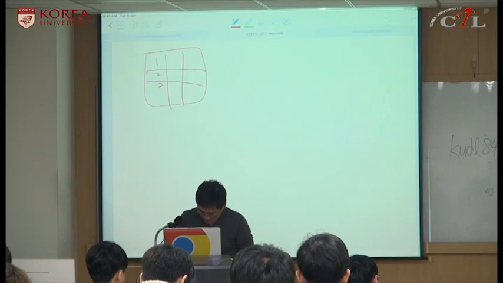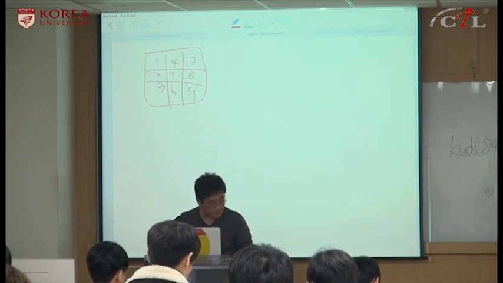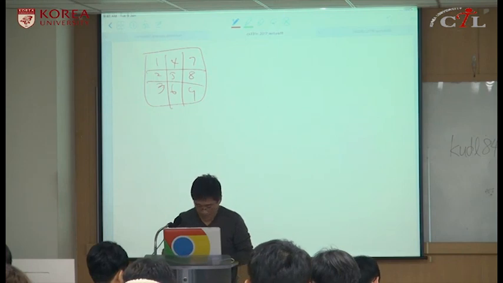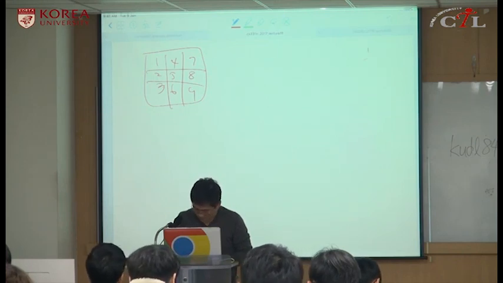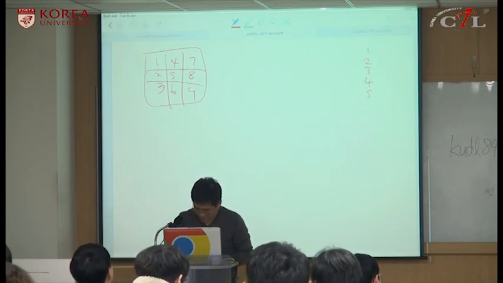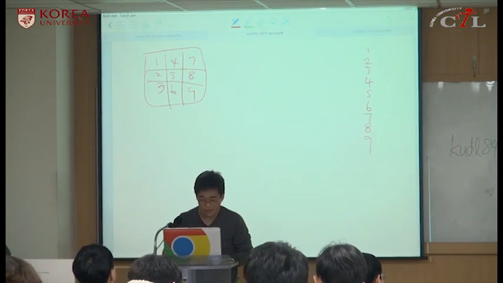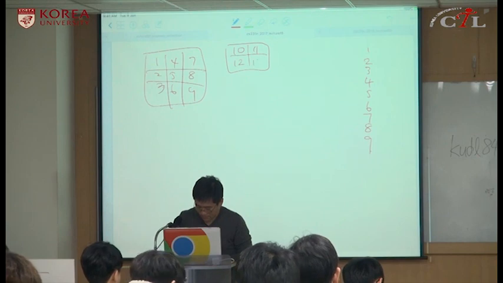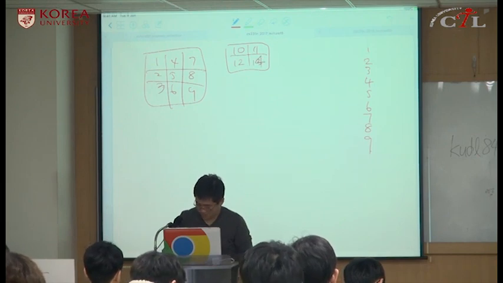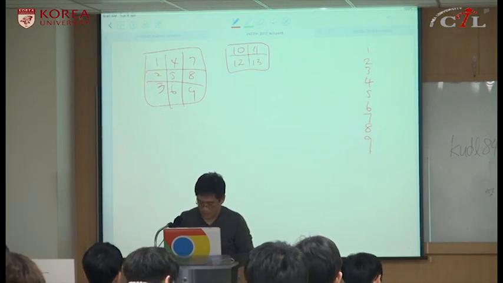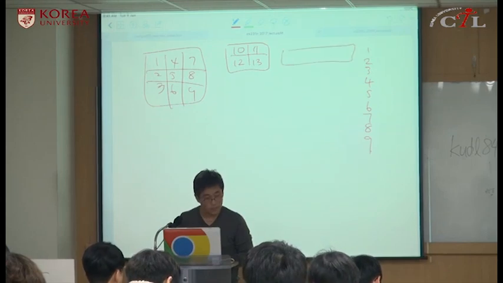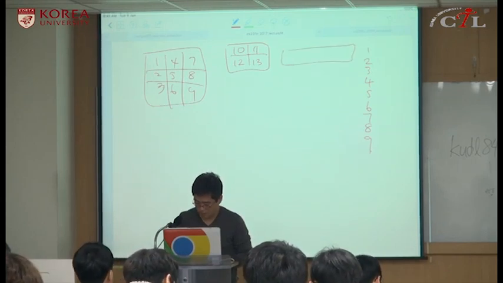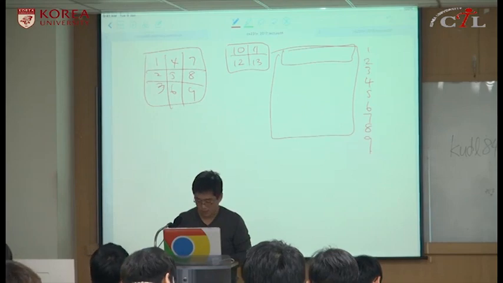1, 2, 3, 4, 5, 6, 7, 8, 9. And then if we form it as a single column vector, then this one will be our column vector, and then 10, 11, 12, and 4, 13. And then what will be the corresponding row vector to form our matrix on the left?